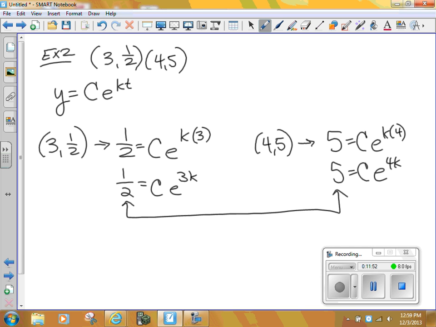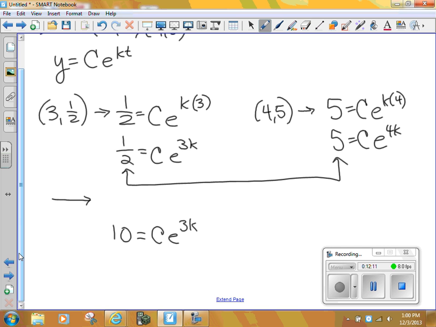Is everybody with me? All right, so here's what I would do. I want them to equal 10. 10 is equal to C e to the 3k. Skip a line in here, folks. Skip a line and then write 10 equals C e to the 3k. And if I had 10 equals C e to the 4k, why do you think I want them both to be equal to 10? So then I can set them equal to each other, and that will help me, okay?